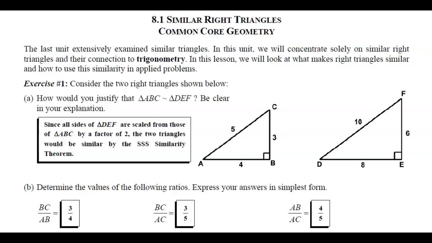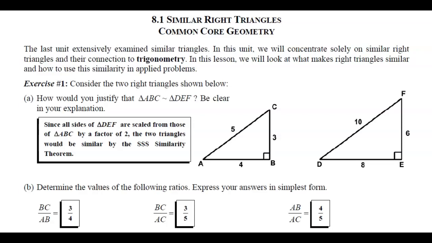Okay, we're moving from similar triangles now into trigonometry in this unit. So we just need to revisit some of the properties of similar right triangles so that we can get a baseline for how trigonometry is going to develop and how it's going to be used. So if you take a look at exercise 1 here, we're trying to justify that these triangles are similar.